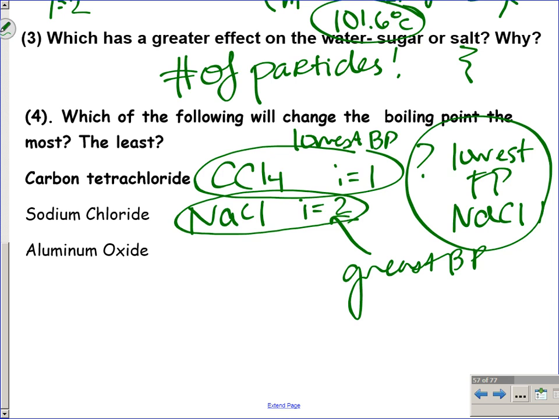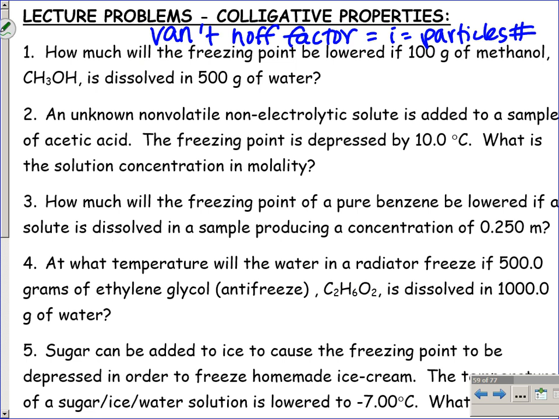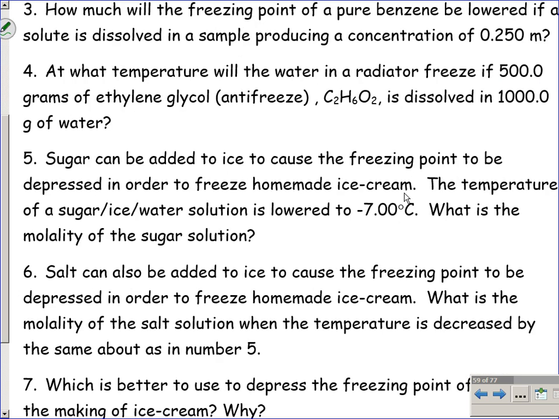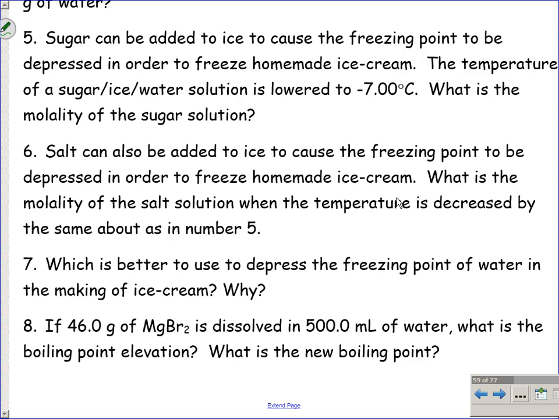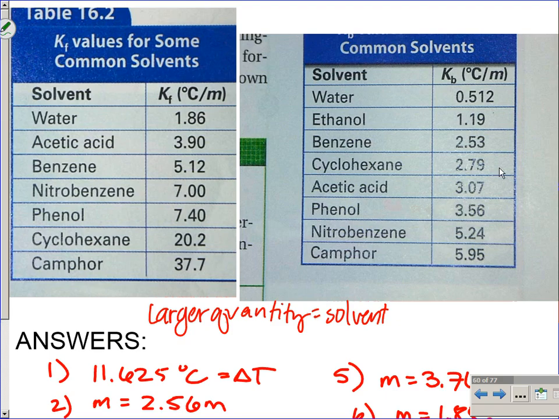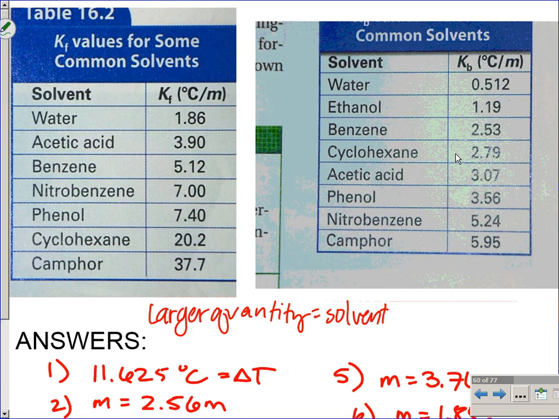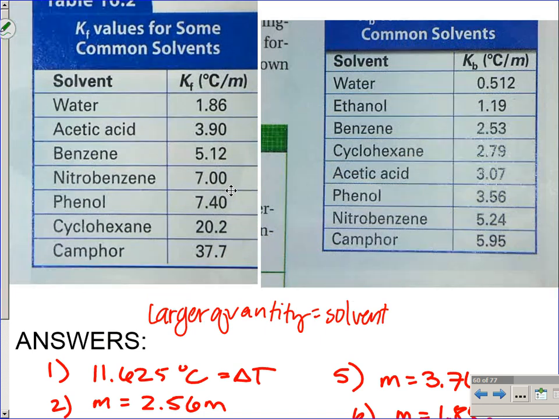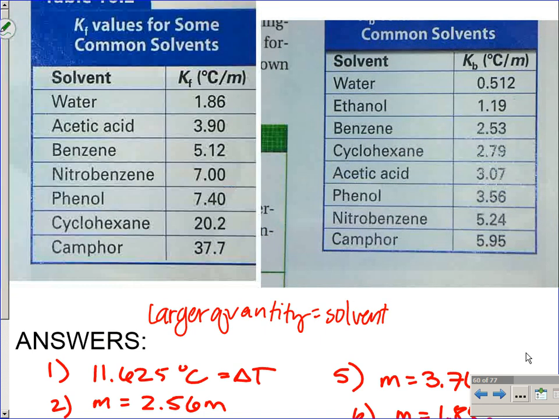Yeah, I'm going to call some people up here. Let me just finish this video. So you're doing these lecture problems. Remember, van 't Hoff factor is the number of particles. And then your constants are here. If this is something you want to take a picture of, feel free to, but it is on page like 495, 496 in your textbook.